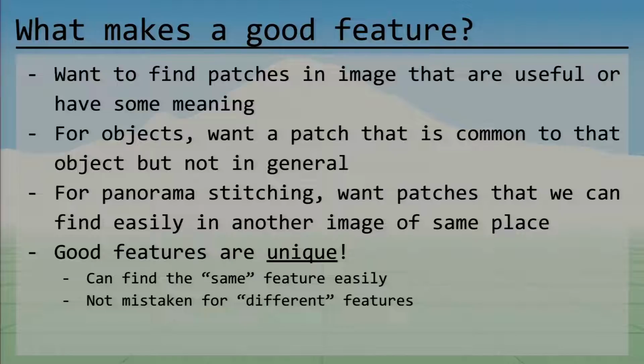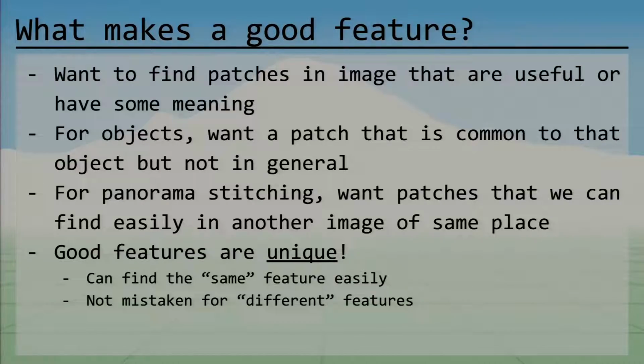So panorama stitching is a really specific example where we want to figure out what parts of two different images are the same, what parts correspond to each other. So we want to find patches that we can easily find in another image that are actually the same place, and patches that aren't going to get confused for other parts of the image and might confuse the stitching process that we're doing.